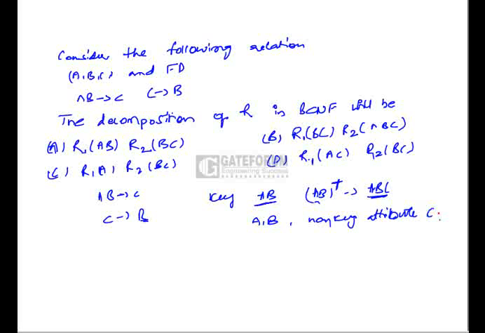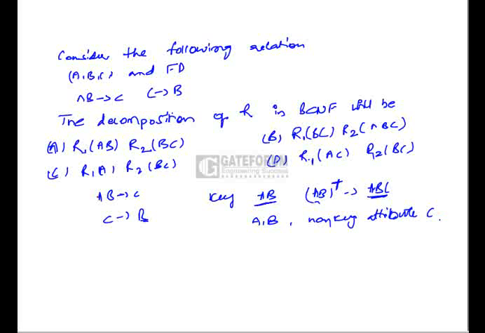To check if the given relation is in 2NF, we have to check for partial dependencies. If the relation doesn't contain any partial dependencies, then the relation is said to be in 2NF. So, first of all, we need to know what partial dependencies are. A partial dependency is an FD in which part of the key determines a non-key attribute.